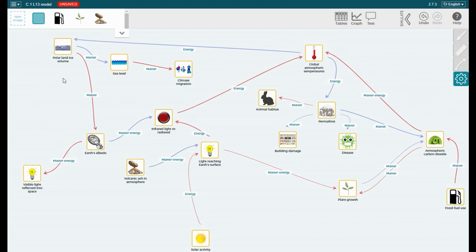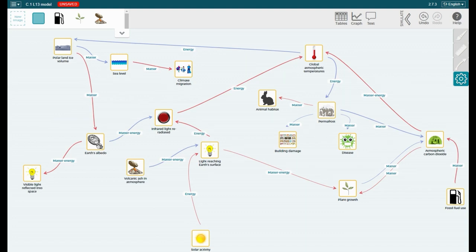Now, the thickness of the arrows is also important because that indicates basically how much of an effect the object or component at the start of the interaction has on the one at the end. So this is a fairly thin arrow. So if solar activity increases a little bit, we only see a little bit of an increase in light reaching Earth's surface. Whereas if we see a small increase in sea level, we would expect to see a lot more climate migration. These are different ideas. There are assumptions baked into the model.